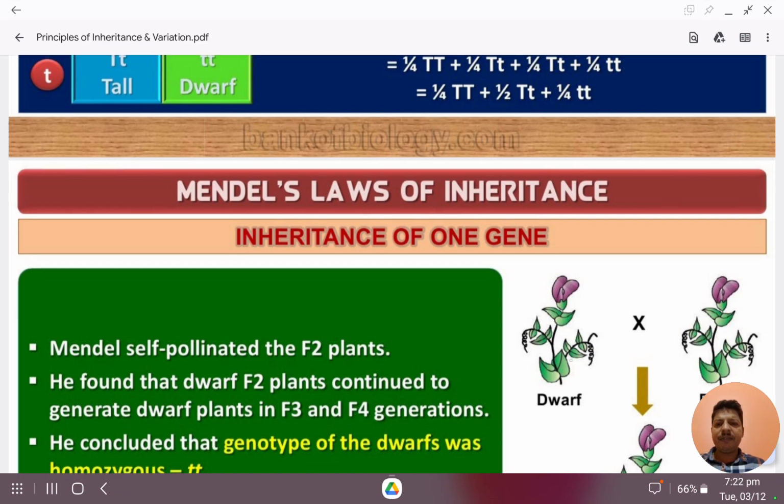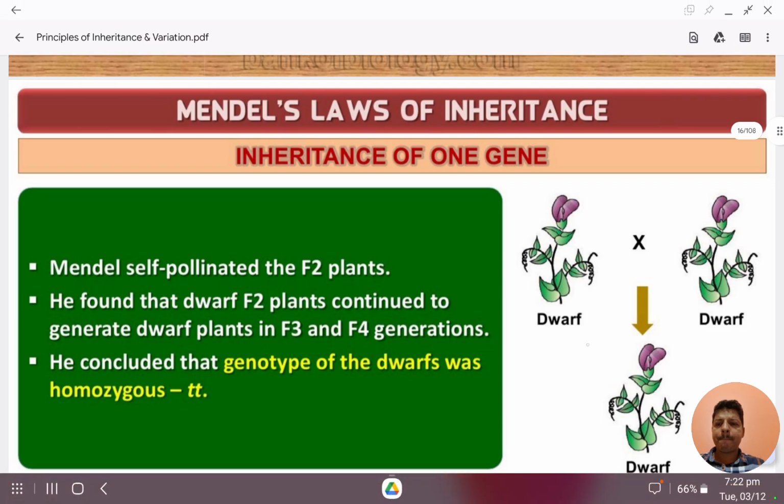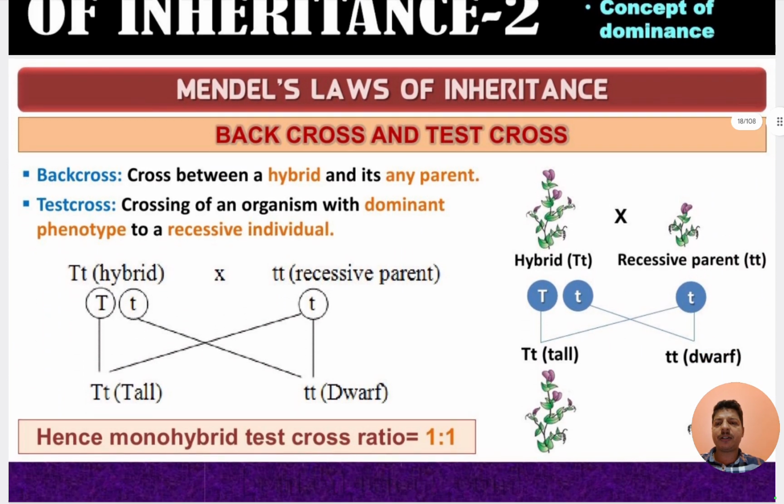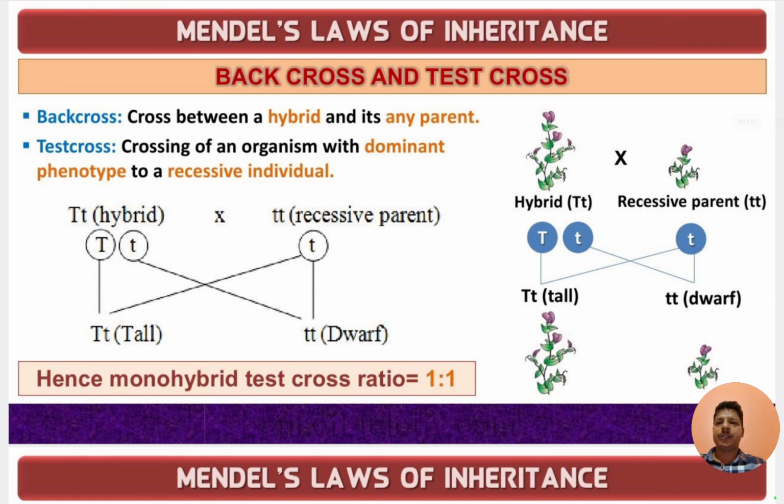Here, coming to this PDF, as you can see, the second part is back cross and test cross. What is a back cross? Here it is given: a cross between a hybrid and any of its parents. Here you can see hybrid one, that is the heterozygous tall, and a recessive parent, or any parent plant we take, in this case the recessive parent. Coming to the cross, the ratio here will be 1:1.